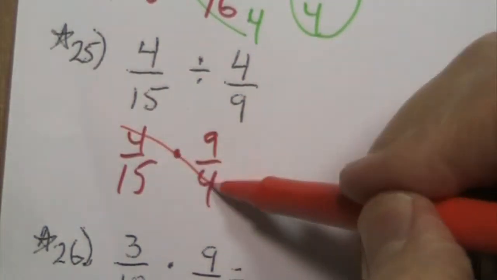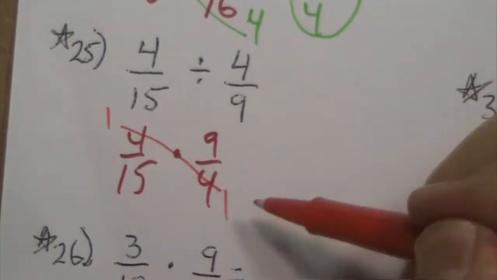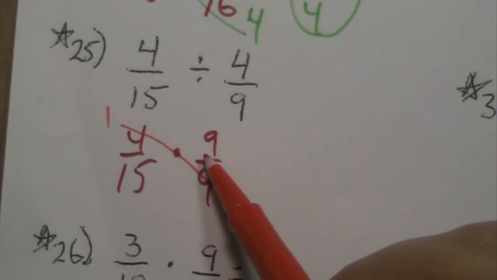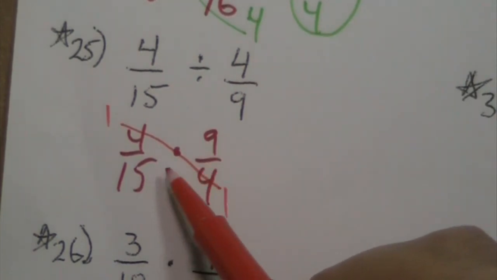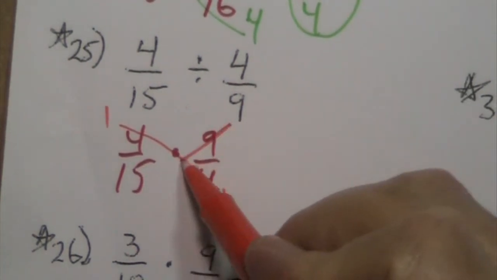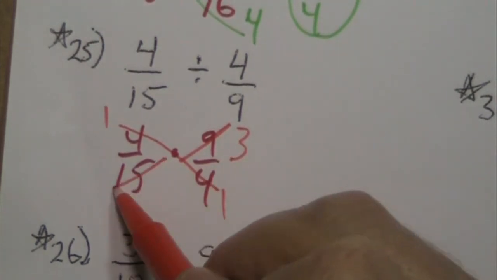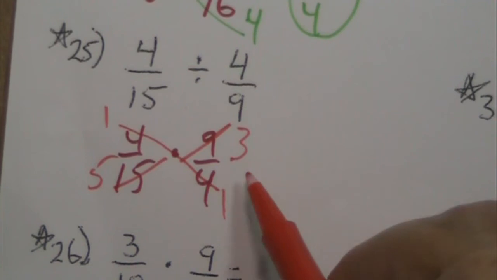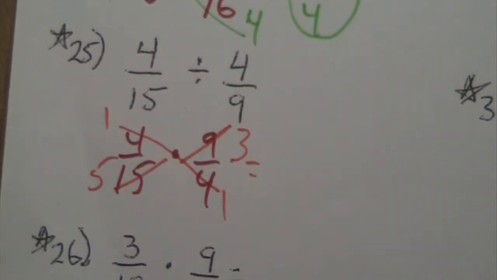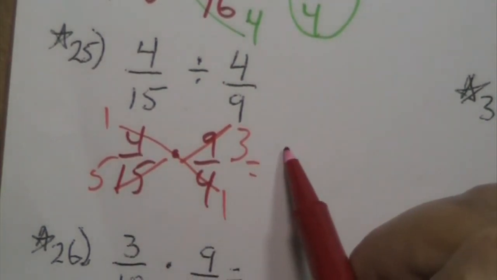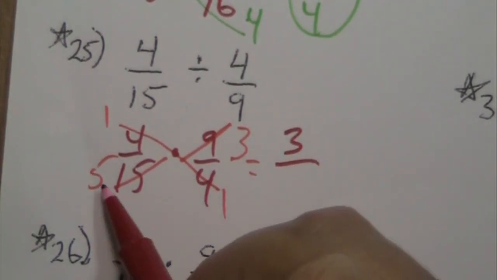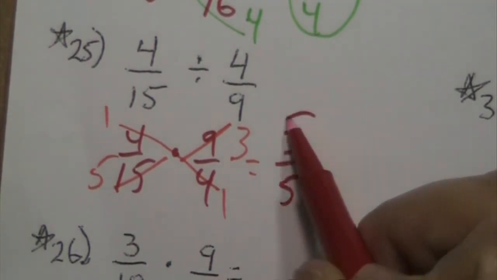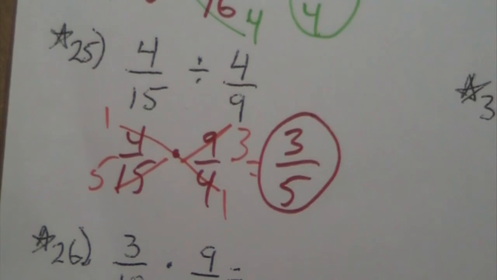Notice that 4 and 4. 4 goes in each one of those once. And then I have 9 and 15. 3 will go into both of those. So 3 goes in here 3 times. 3 goes in here 5 times. And that's all I can do. So now I have 1 times 3 on top, and the bottom 5 times 1. And there's your answer.